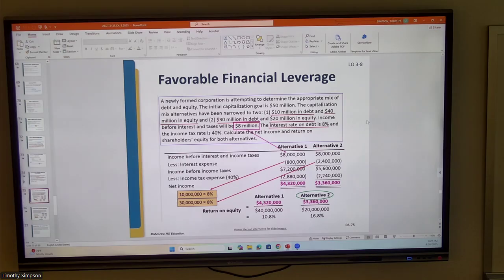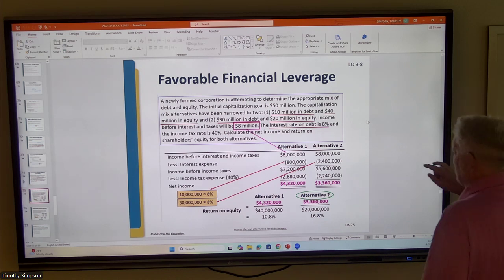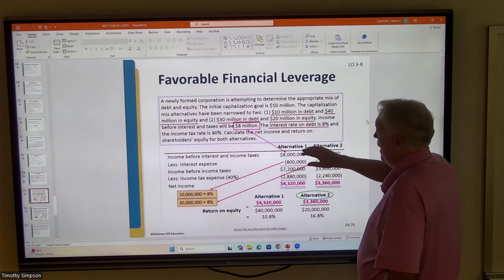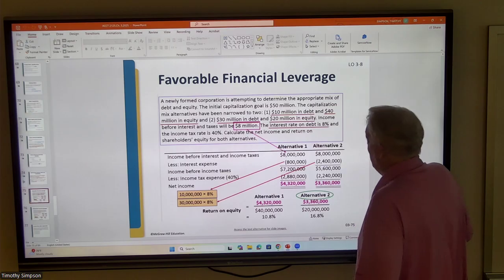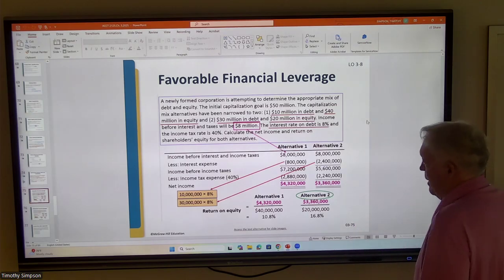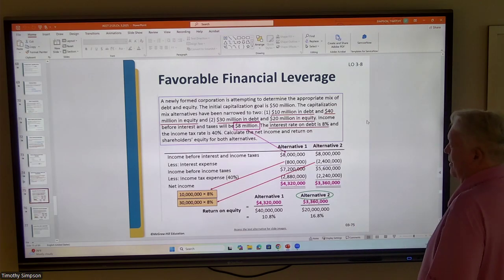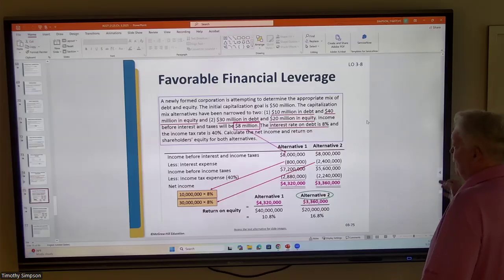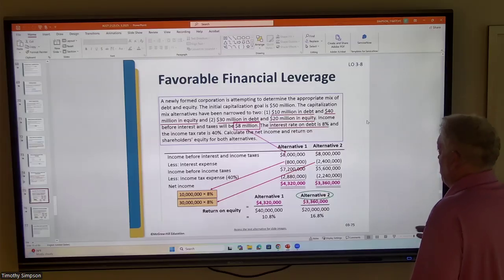So here's the example. There are two examples in this particular segment about leverage, and the facts are the same, except for the size of the income statement, the size of the company, in other words. Here we have a newly formed corporation attempting to determine the appropriate mix of debt and equity. That's a very common question. The initial capitalization goal is 50 million, composed of, in this case, 10 million in debt and 40 million in equity. All right, so pretty good mix there, very low leverage. The alternative is 30 million in debt and 20 million in equity.